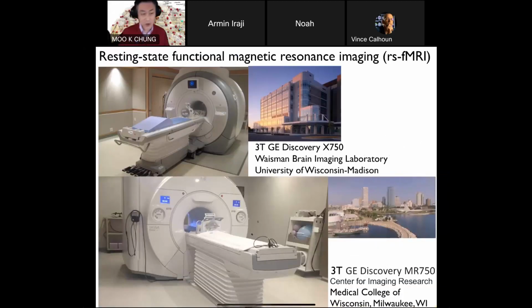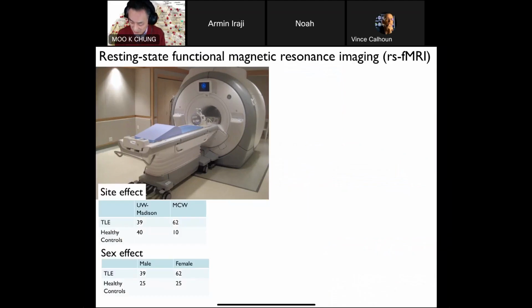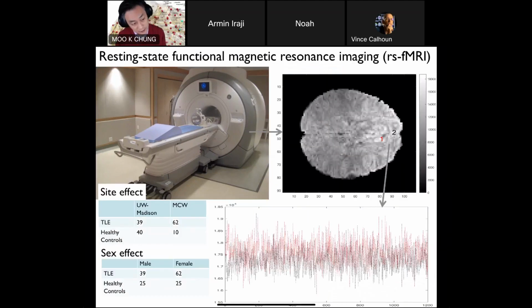So data is collected at two sites, MCW and another site, two places actually. So there will be a site effect and also a sex effect in the data. Half of the data is collected at one site, the other half at MCW.